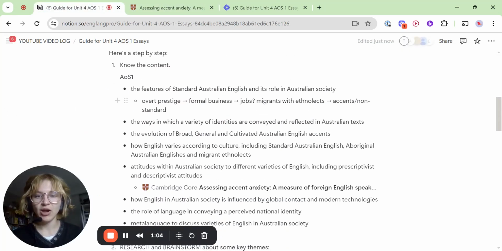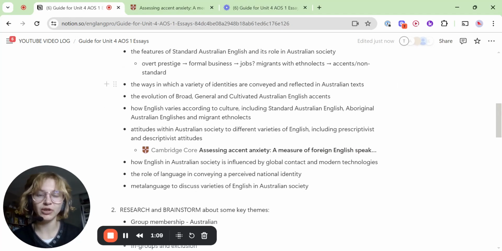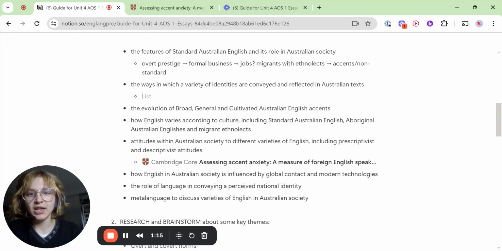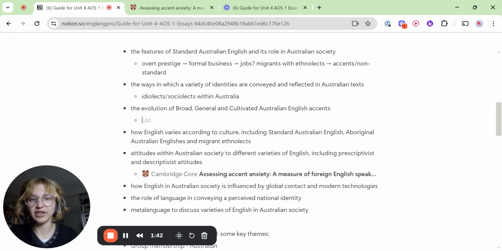Continuing on. So overt prestige is the first thing I'm thinking about in standard Australian English. Then we'll move on to the way in which a variety of identities are conveyed and reflected in Australian texts. So actually a lot of this comes in dot points to come, but think about it in Unit 2 Area of Study, which you guys might have started a little bit on already. Think about the varieties of identities in terms of idiolects, sociolects within Australia. Broad, general, cultivated Australian English accents.